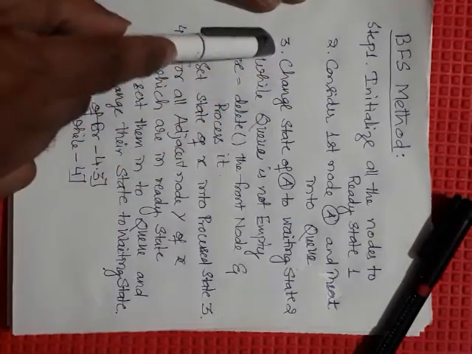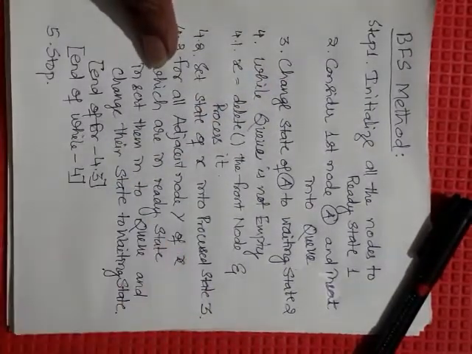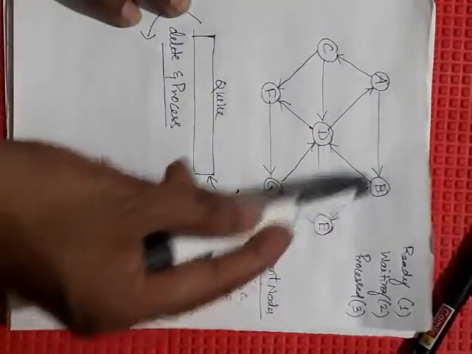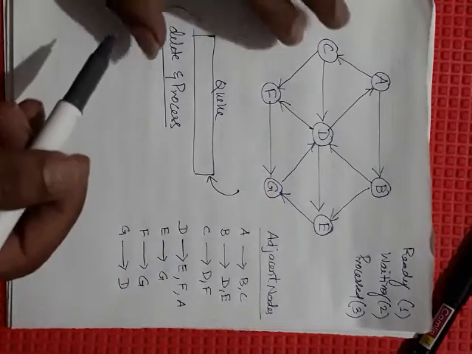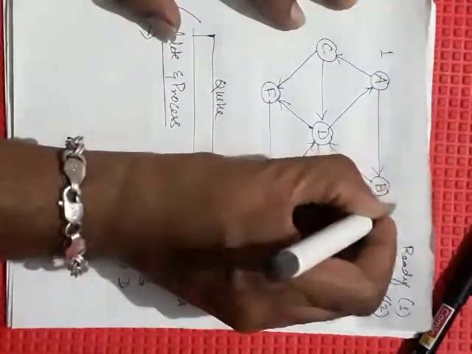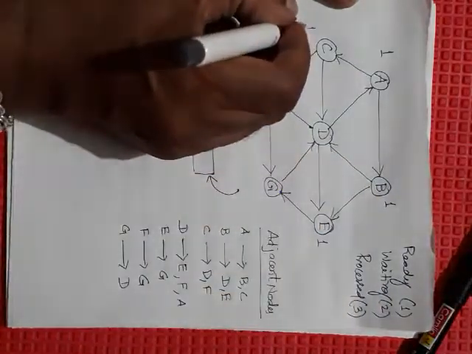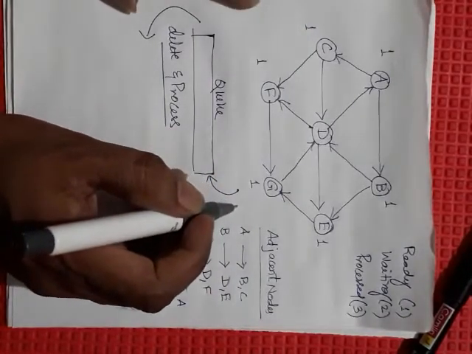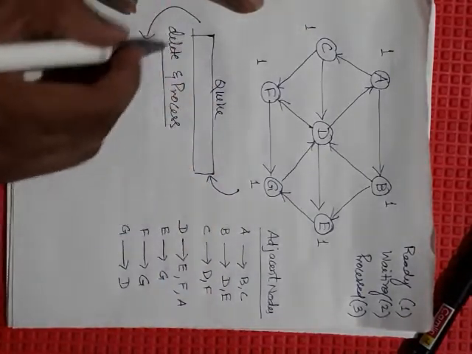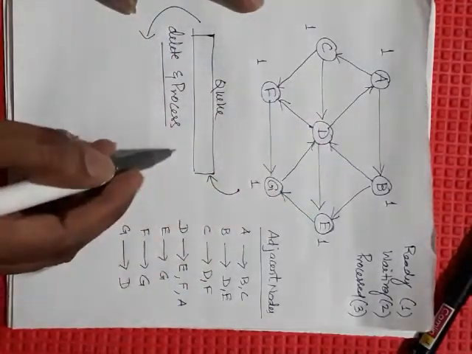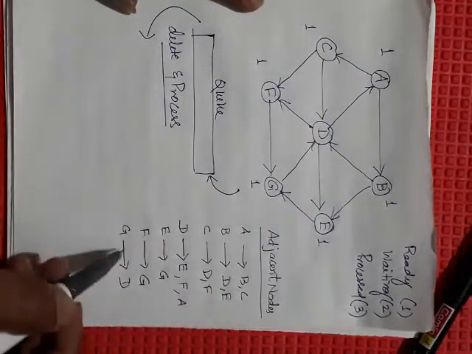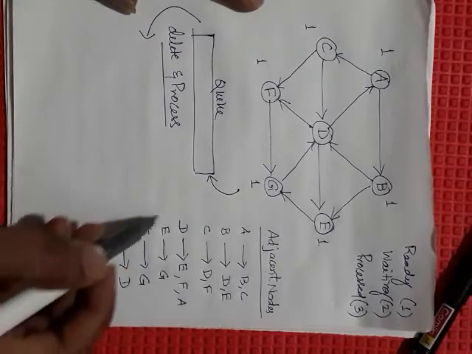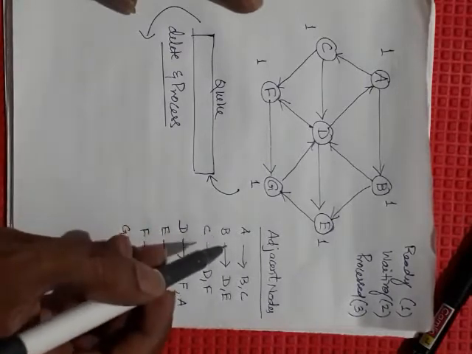So this process I can explain on a screen. Now here we can observe, say this is a graph. Here the first job is to initialize all the nodes to ready state. So all the nodes are maintained in ready state, that is 1. Then the second step: consider the first node and insert it into the queue. I have taken this as the queue for this particular graph, and this is the adjacency table, where for each node we have maintained the list of adjacent nodes. This will help you to find the adjacent nodes of a particular node which is processed.